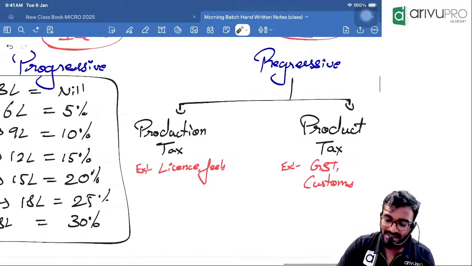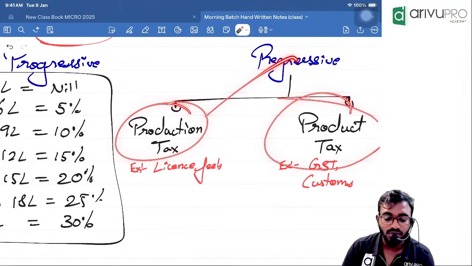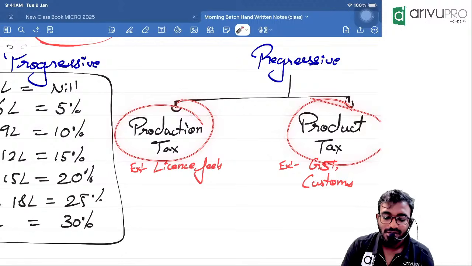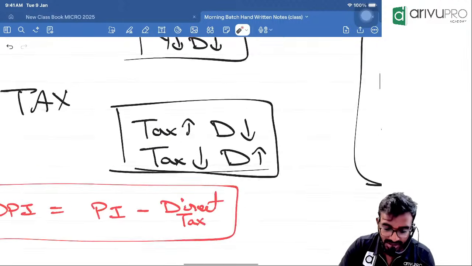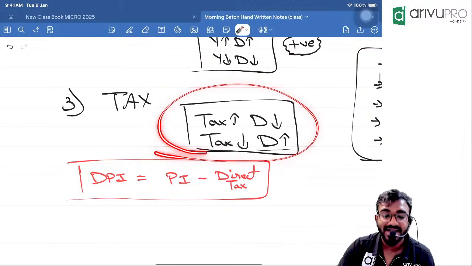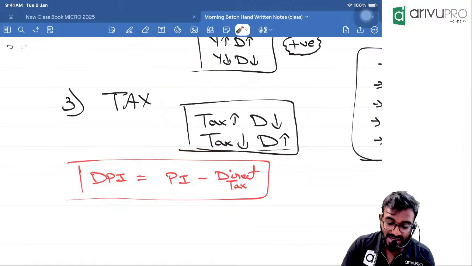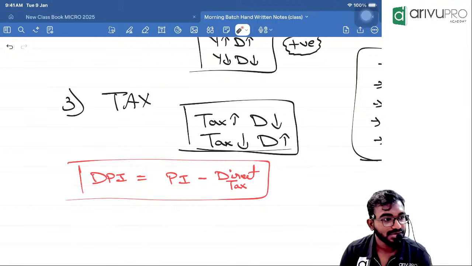Under indirect tax also there are two classifications. Which are the two classifications? Production tax and product tax. Production tax example, license fees. Product tax example, GST and customs. Now here in chapter 2 we are focusing on indirect tax, not on direct tax. That will come in chapter 6. But still I have taken the example of disposable personal income.